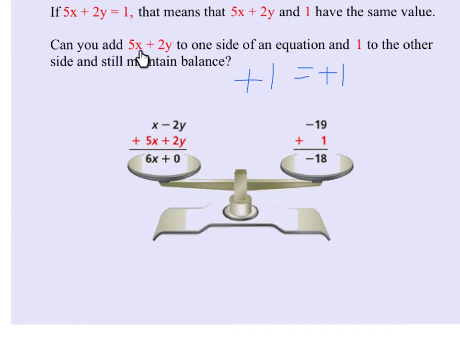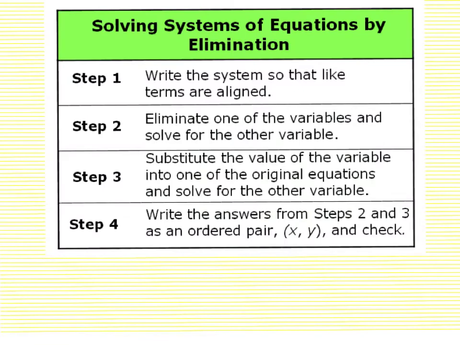So you can add 5x plus 2y to this side, and you could add 1 to this side, and it would stay balanced. I know it's obscure, I know it's kind of weird, but it's okay to do. So just remember this. Here are some steps to remember.